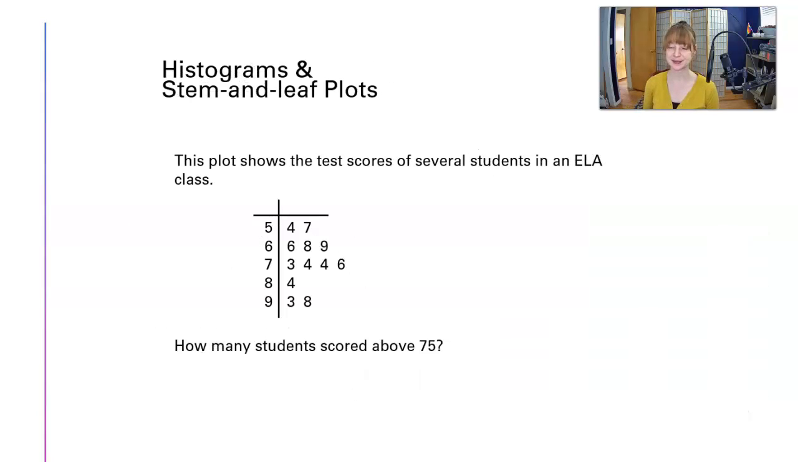We also had stem and leaf plots. We've looked at those already a little bit today. This stem and leaf plot shows test scores of several students in an ELA class. So remember, these are 54, 57, 66, and so on. How many students scored above a 75? Well, 75 would be right about here. So we just need to count the ones above 75. So there's 1, 2, 3, 4. So there were 4 students that scored above 75.